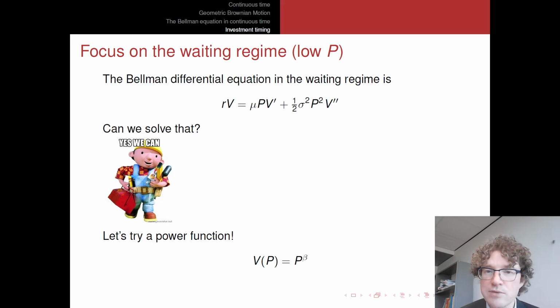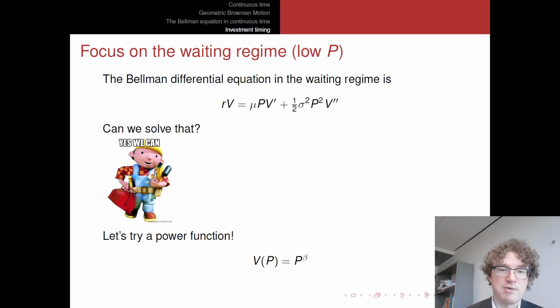Well, how can we solve this? Let's try something. Let's conjecture, let's hypothesize that there is a solution here, and that solution will take the form of a power function. So what power? Well, we don't know yet. Let's just call that P to the power beta. So that's any power function with a power beta. We don't yet know what beta should be, but we're going to figure out what it is.